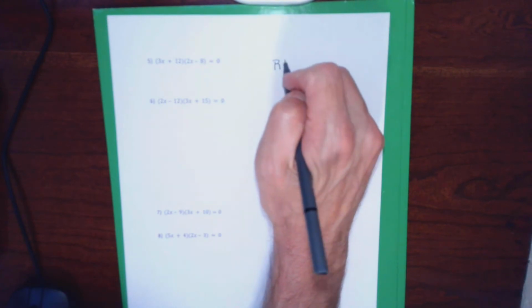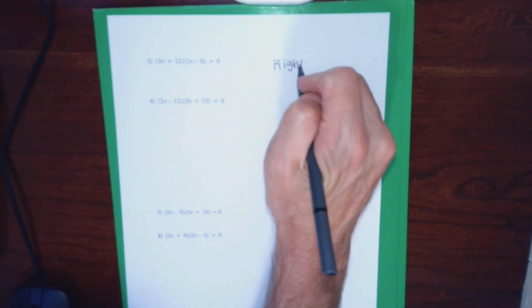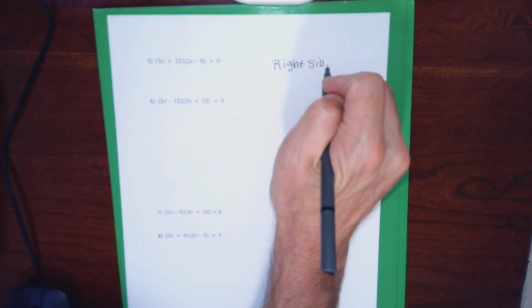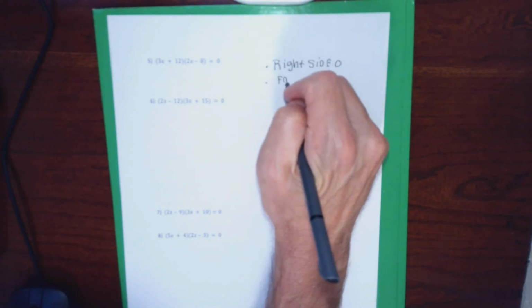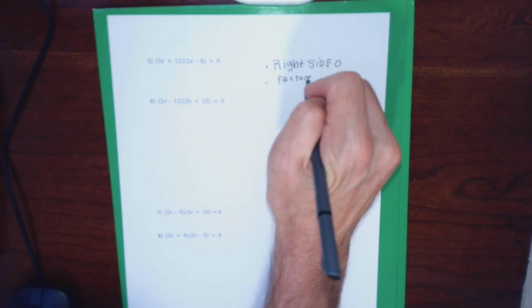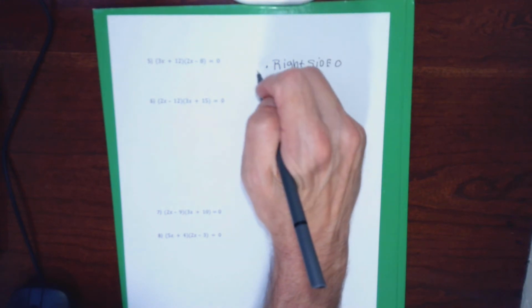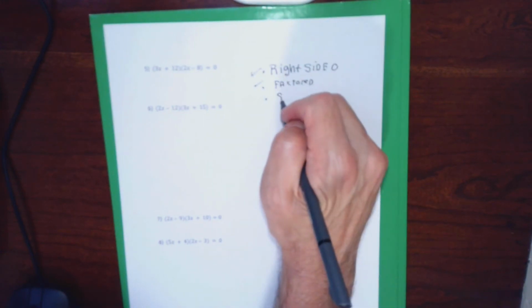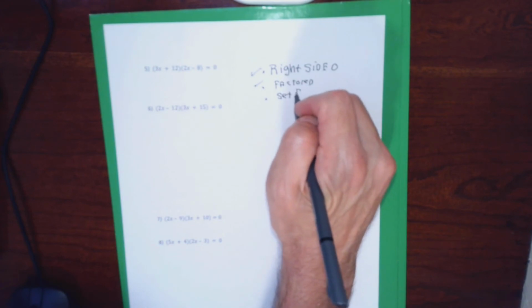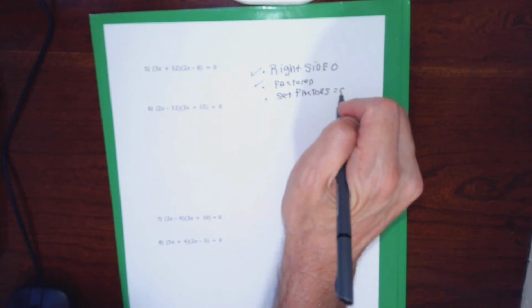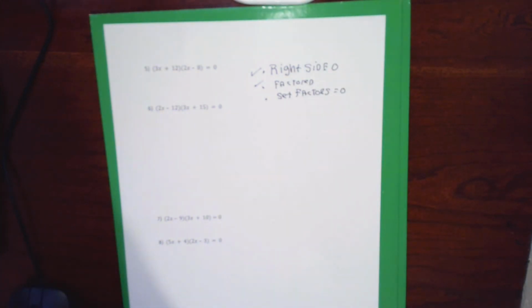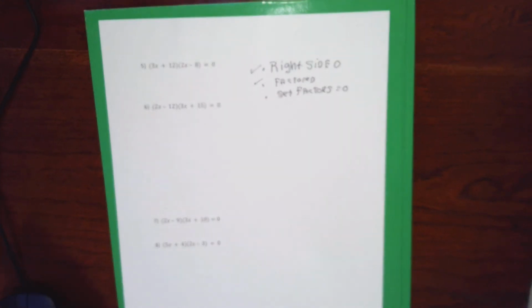My hopes are to have one of the sides 0, normally it's the right side. The other side factored, normally it's the left side. And if I get to that, then I can set the factors equal to 0. If the right side isn't 0, I shouldn't set the factors equal to 0. And if I don't have the problem factored, I shouldn't set the factors equal to 0.